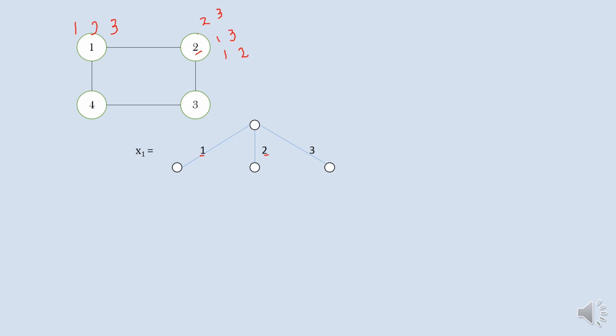So at the next level, I will represent the values for the second vertex given as x2. So we have, for this case, when x1 is 1, either the color 2 or the color 3. When x1 has taken the color 2, either it is 1 or 3. And when x1 has taken the color 3, we have either 1 or 2.